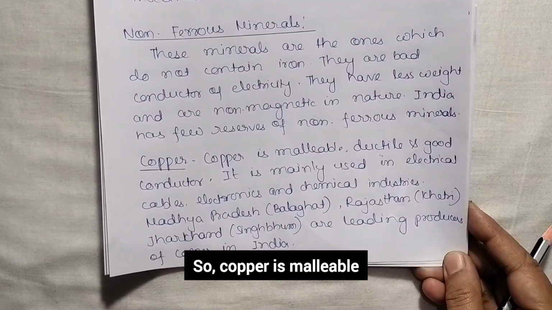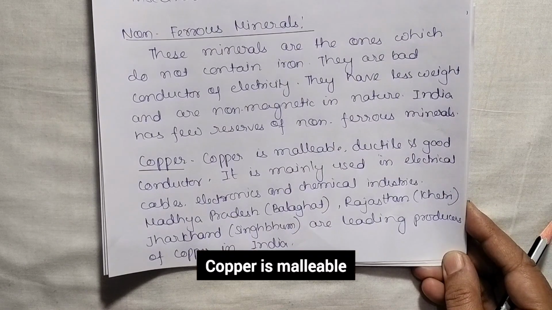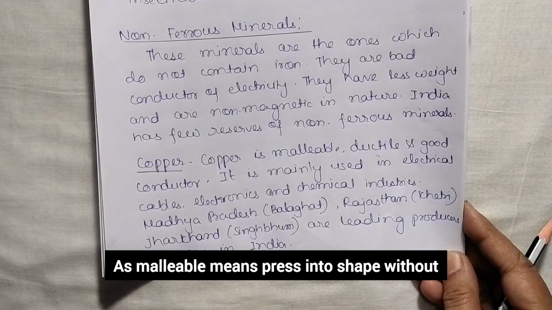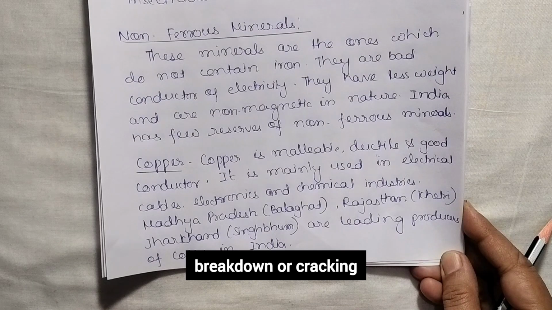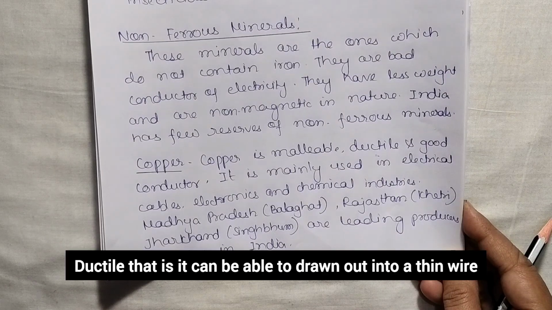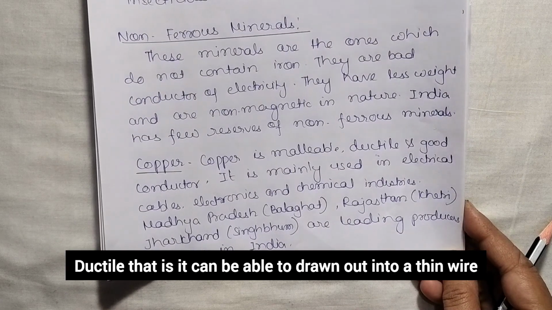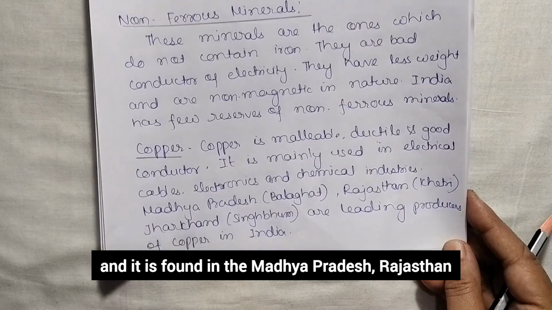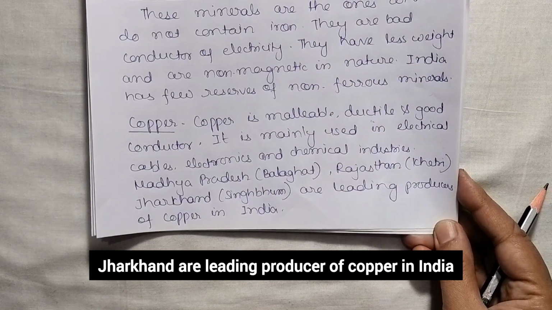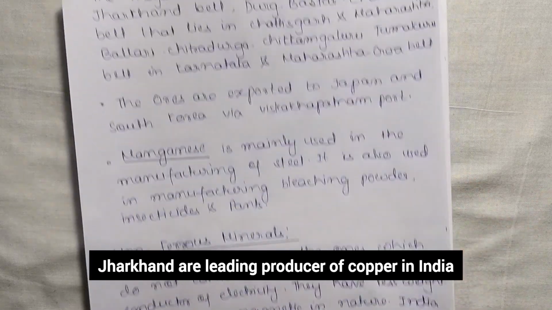So copper is malleable. An example is copper. Copper is malleable, as malleable means it can be pressed into shape without breaking or cracking. Ductile, that is it can be drawn out into a thin wire. And it is found in Madhya Pradesh, Rajasthan and Jharkhand, which are leading producers of copper in India.